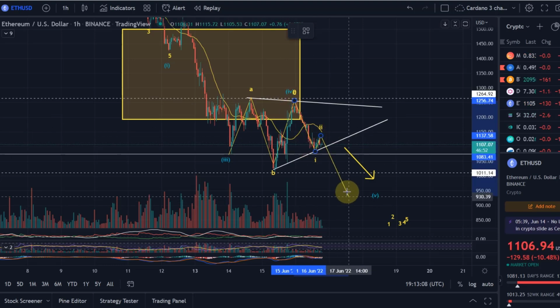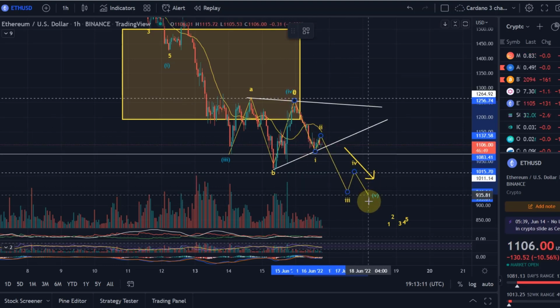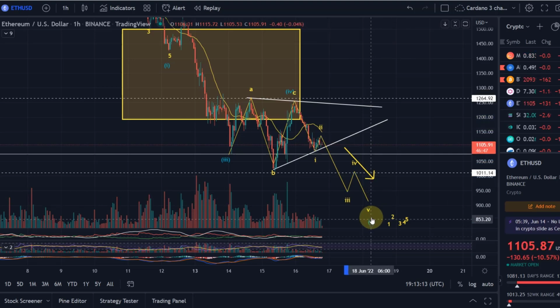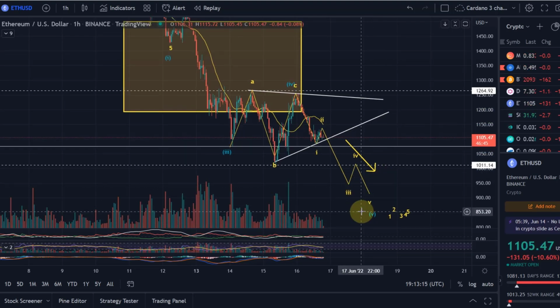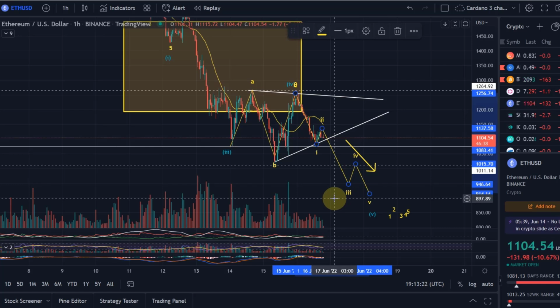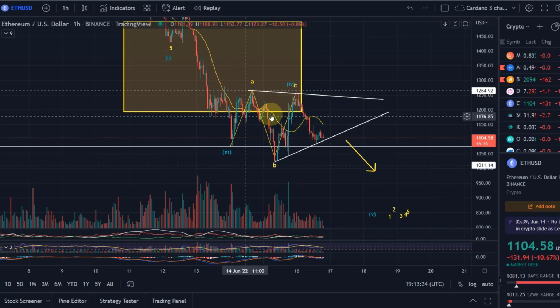We would then come down in a wave 3, move up in a wave 4, down in a 5, and that would complete really that last wave down. That is possible, but it could also be something different. And at the moment, it is important to keep options open, I think.